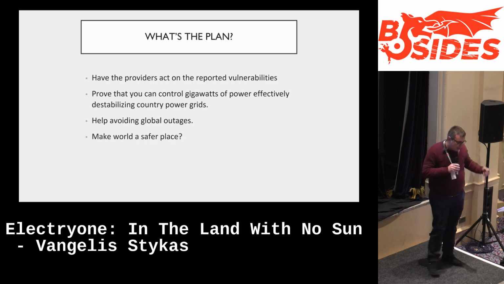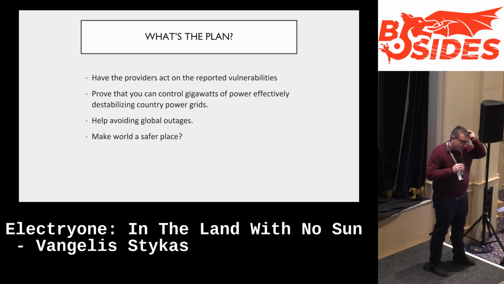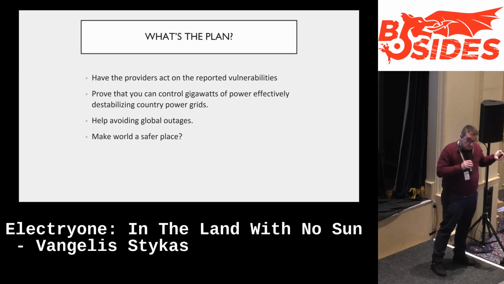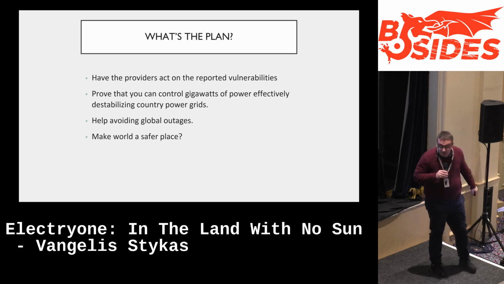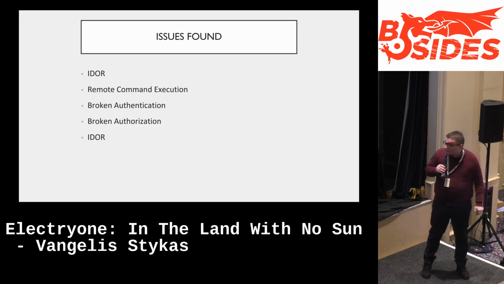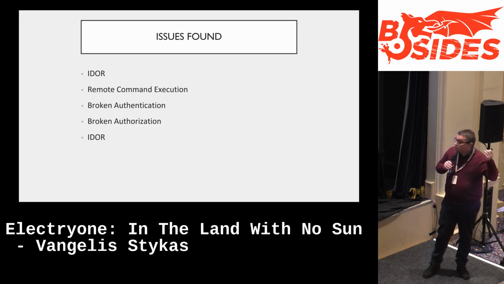What's the plan? The plan is to have their providers act on the reported vulnerabilities and fix them. Prove that you can control gigawatts of power, effectively destabilizing country power grids. We are not going to prove it, but we're going to show that we could. We could help avoid a global outage and, I don't know, make the world a safer place, and global peace and all these things, I guess.